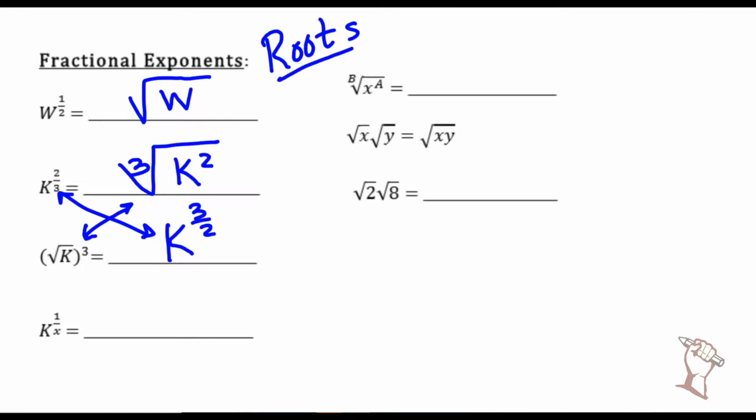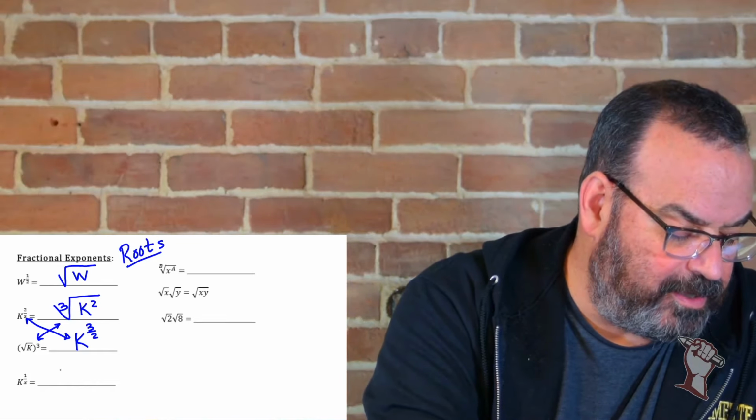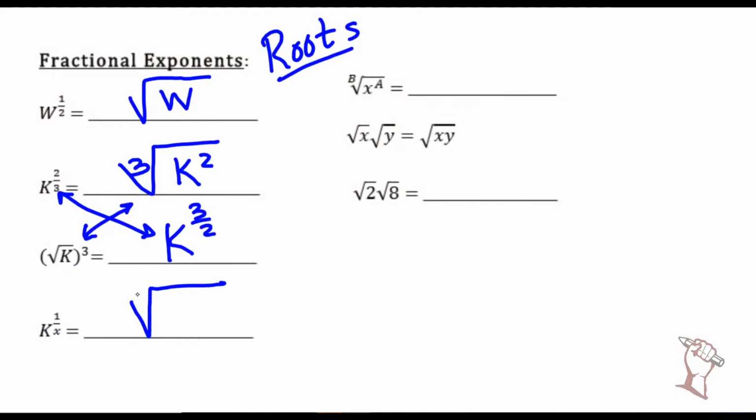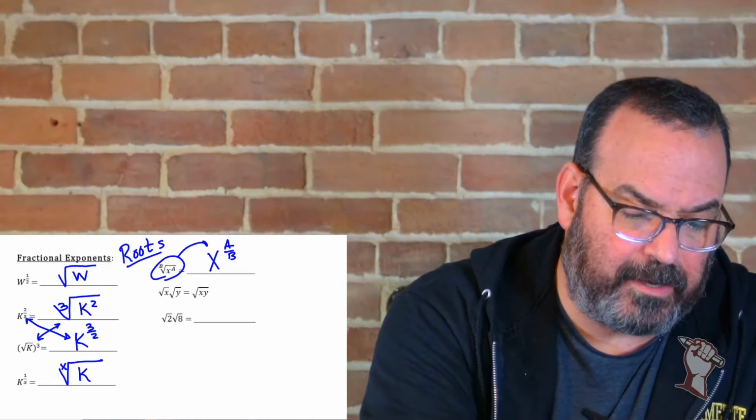So any variable raised to a fractional exponent, k to the 1 over x, I make it the x root of k. X to the a to the b root would simply be x to the a power over b. That's the fractional exponent. So know how to go forwards and backwards both ways.